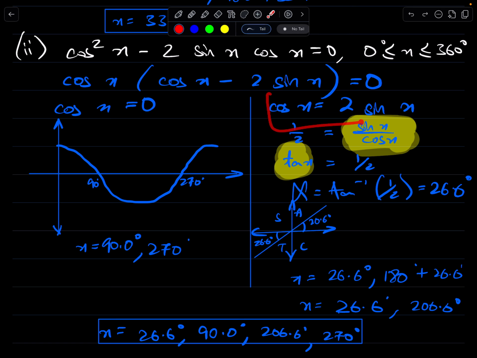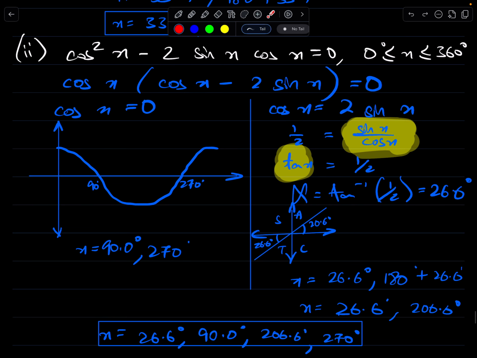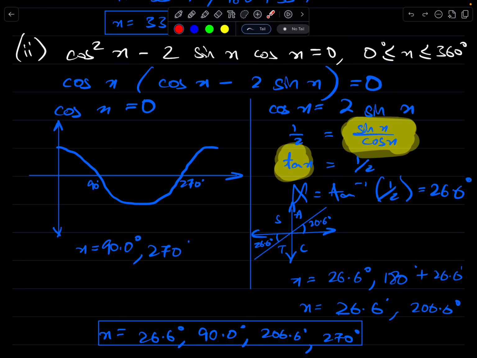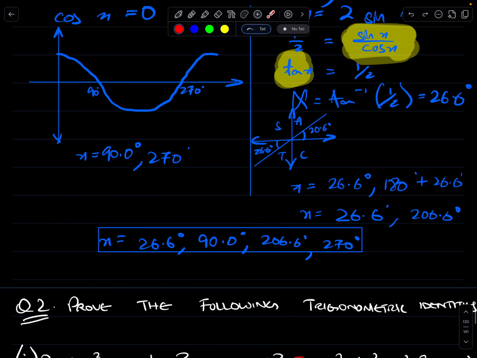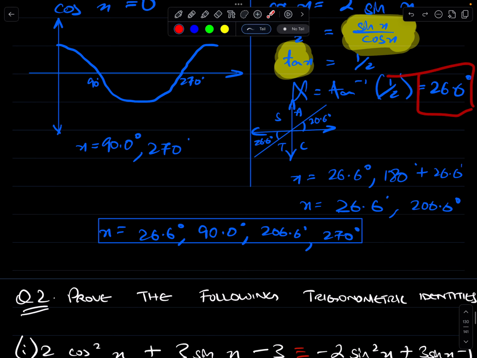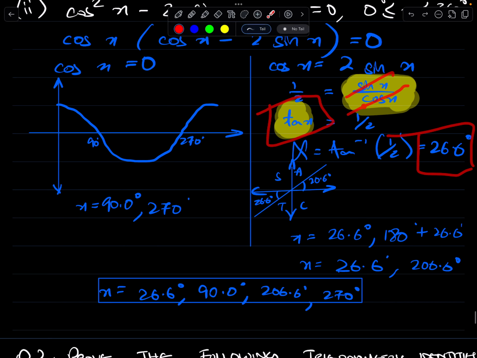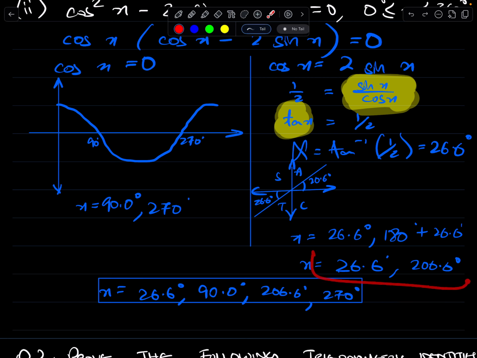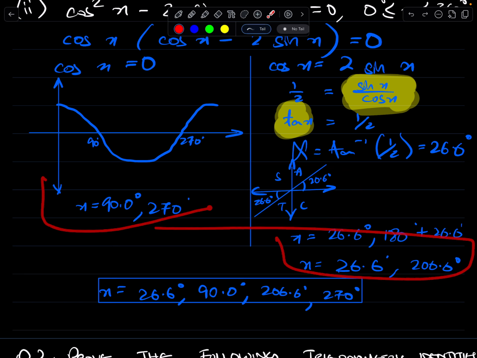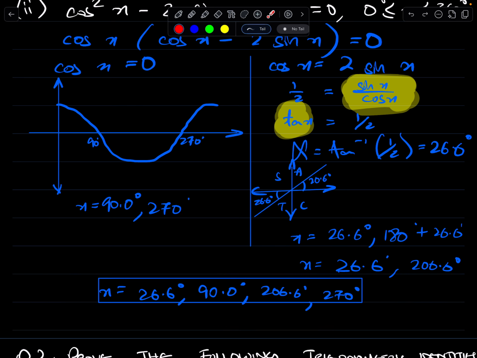Then we'll solve this part. Again, when sin x and cos x go to one side, we recognize that we need to introduce tan x. Solving for alpha will give us 26.6 degrees. Since we have tan, we won't consider sin x or cos x when determining the angles. So we'll consider tan. So the angles are 26.6 and 206.6 because tan is positive in the first and third quadrant. So we write these answers in ascending order, and this is our final answer.